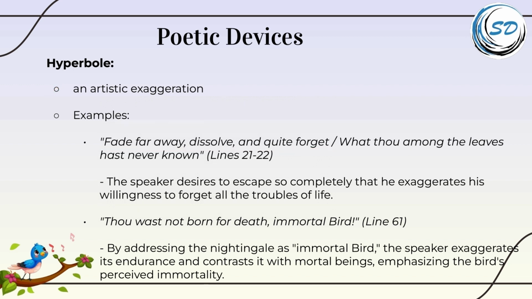Let's see some examples. In lines 21 and 22, the speaker desires to escape so completely that he exaggerates his willingness to forget all the troubles of life. In line 61, by addressing the nightingale as "immortal bird," the speaker exaggerates its endurance and contrasts it with mortal beings, emphasizing the bird's perceived immortality.